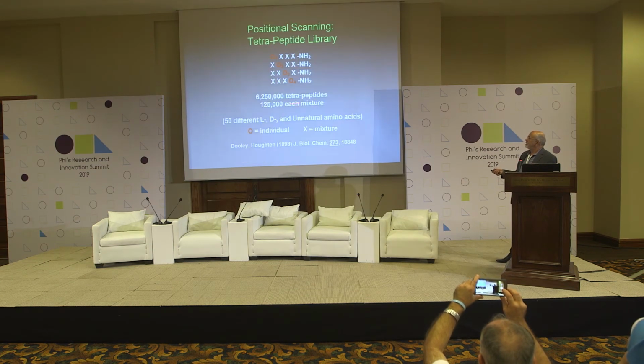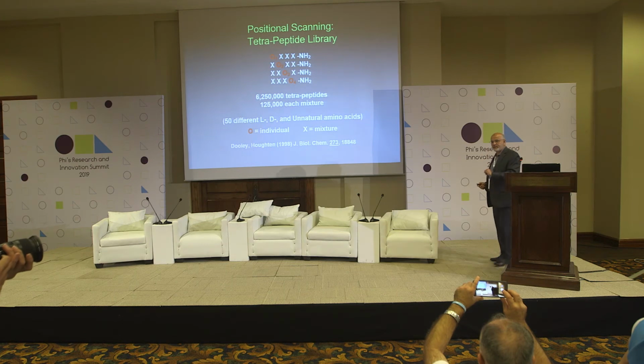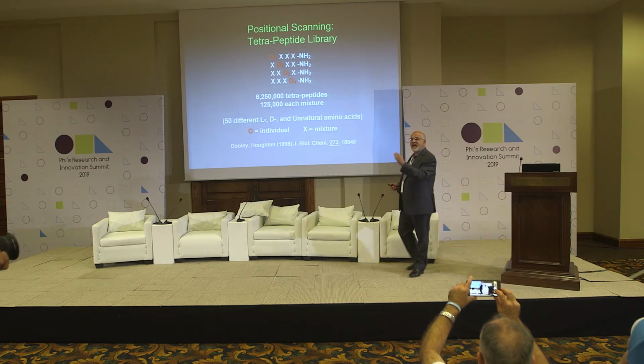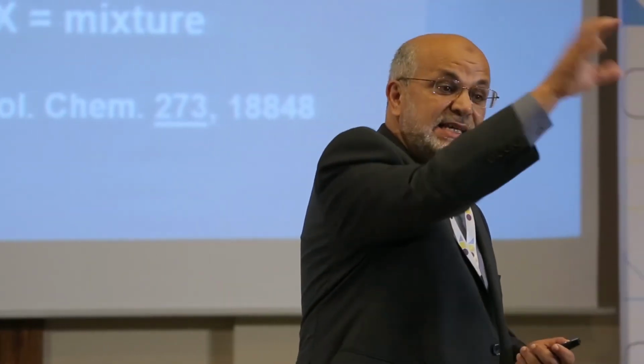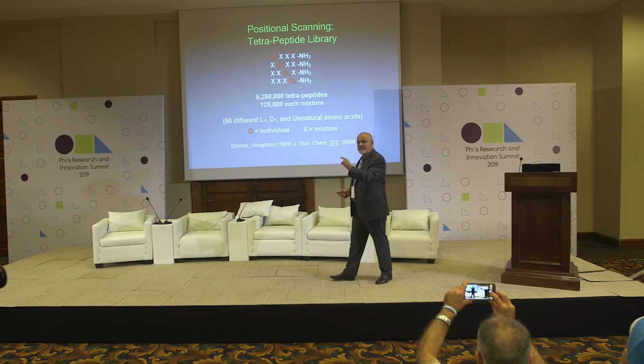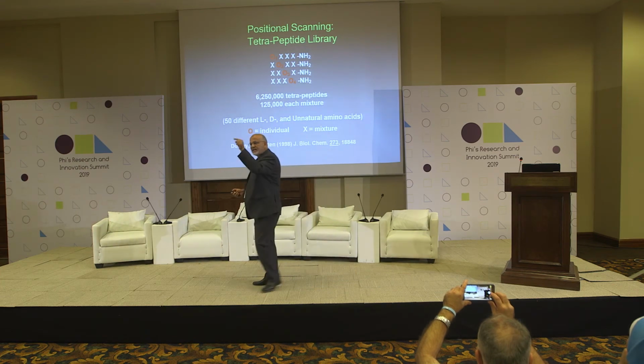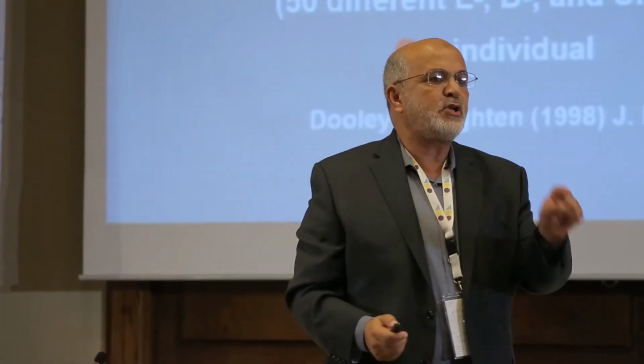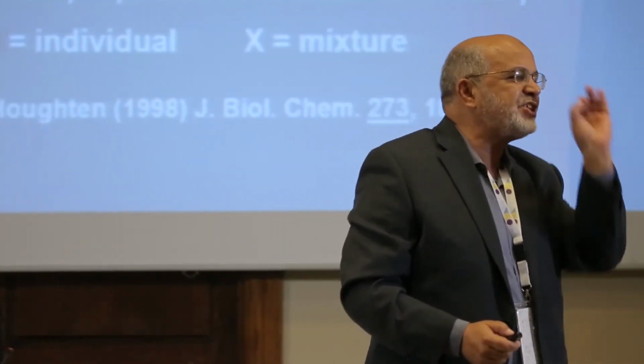So how can we make 6,250,000 tetrapeptides? All of you know what a tetrapeptide is. We have 20 natural amino acids, and there are hundreds of non-natural amino acids. If I take the known 20 and their equivalent D amino acids, and add 10 extra non-natural amino acids, I have 50 amino acids. How can I make 6,250,000 compounds and still have the capability to screen these 6 million and identify, for any assay, which tetrapeptide among 6 million peptides is responsible for the activity?